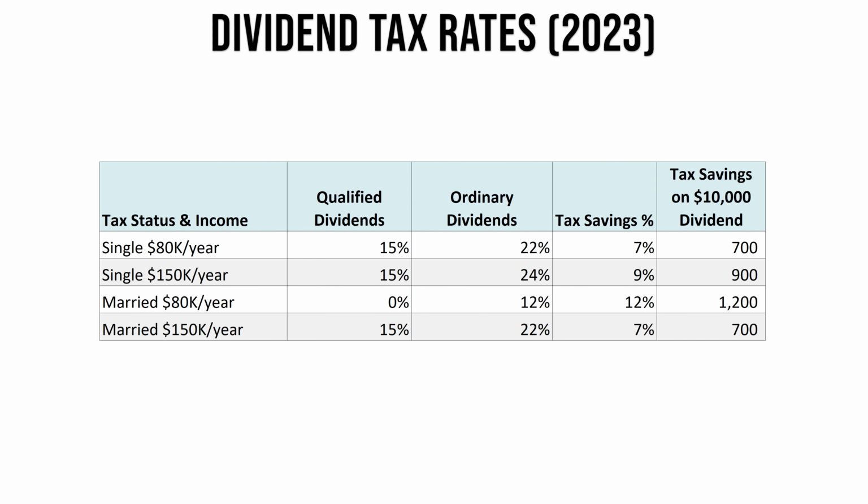Here's the actual tax savings for single and married filing jointly for $10,000 dividend income. For instance, suppose you're married filing jointly. Your total taxable income is $80,000, of which $10,000 are dividends. The tax savings are $1,200 or 12%. That is $1,200 that stays in your pocket.